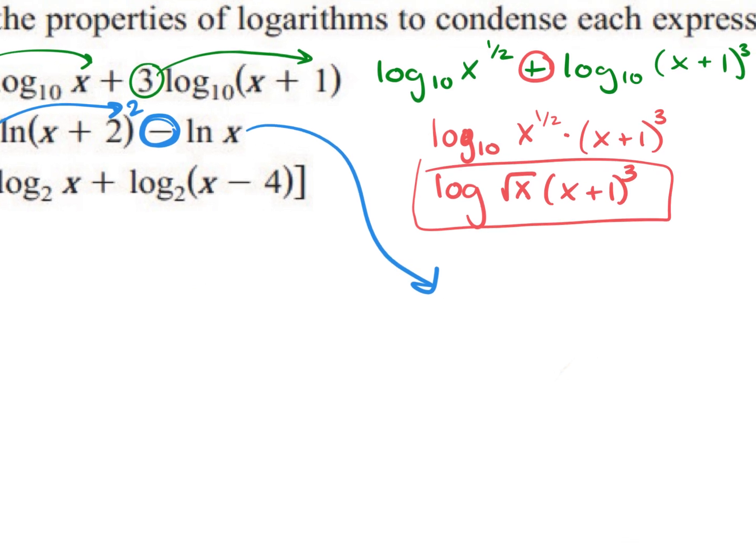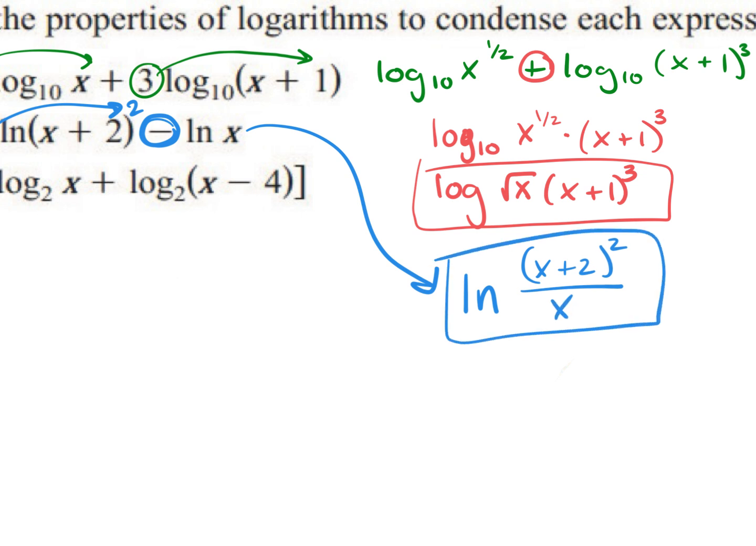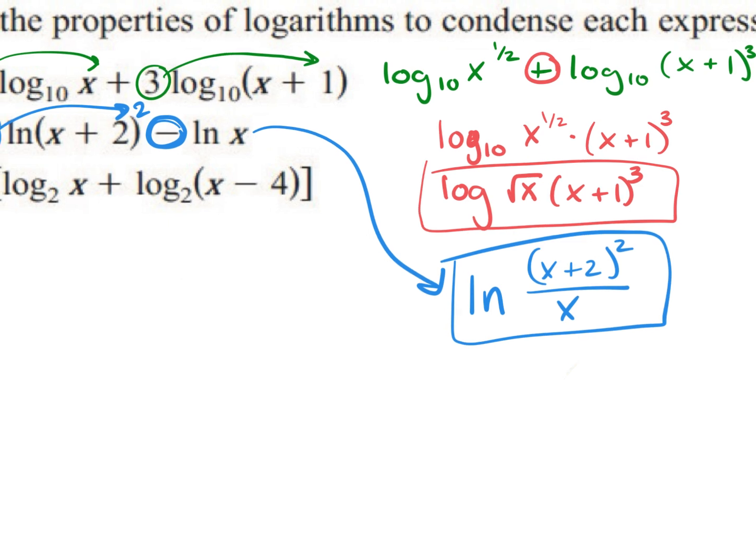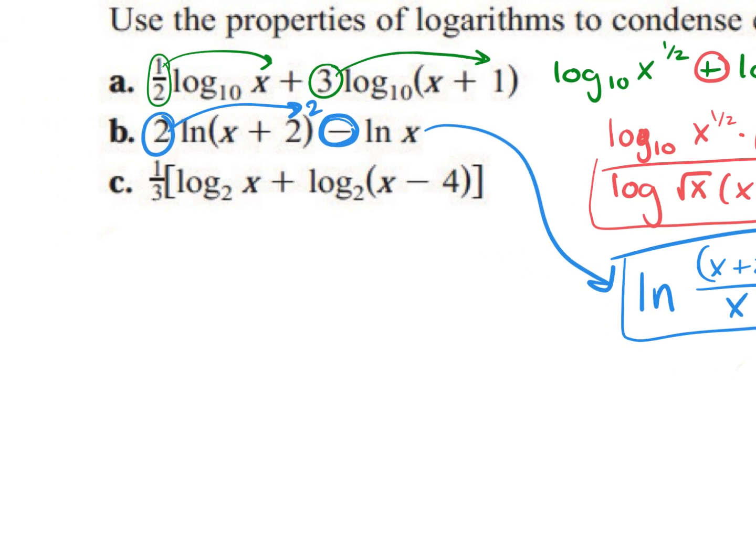When we condense it down, we're condensing it to a single log or single ln here. So ln on top, we have x plus 2 squared over, what would go on the bottom? Just x. Awesome. So this would be our answer. Questions there? All right, perfect. Let's do C.